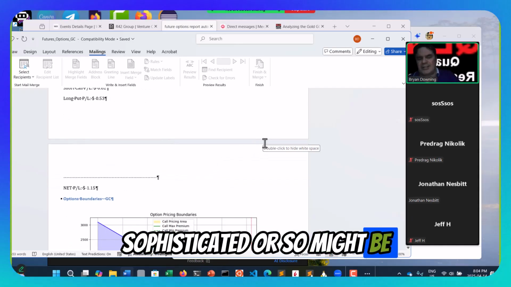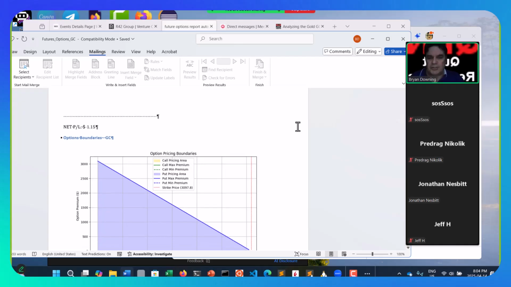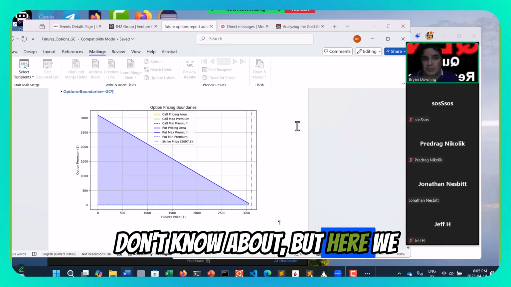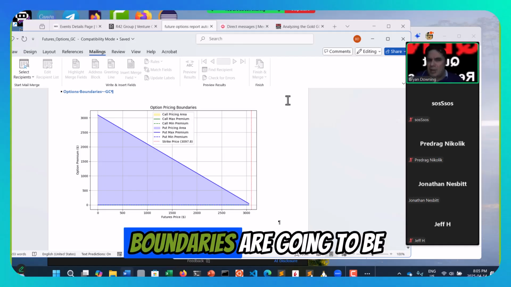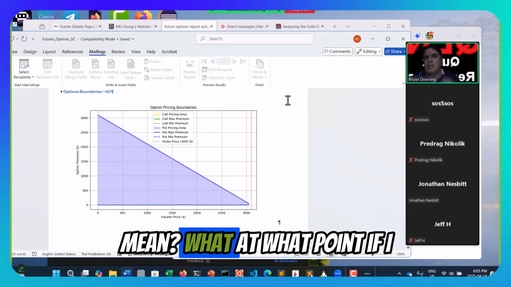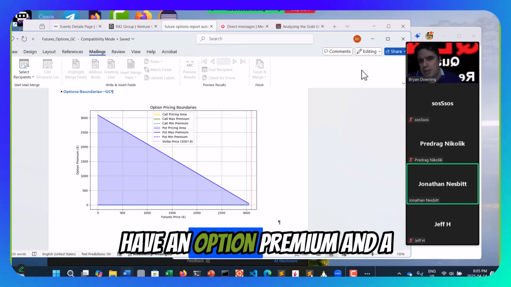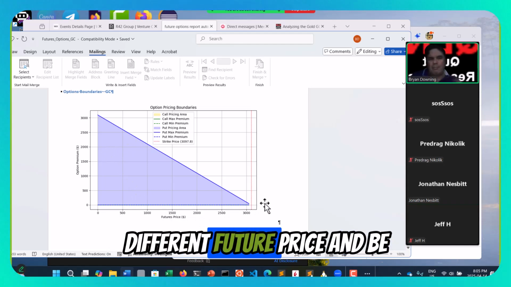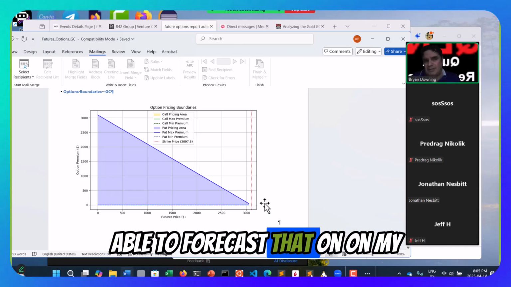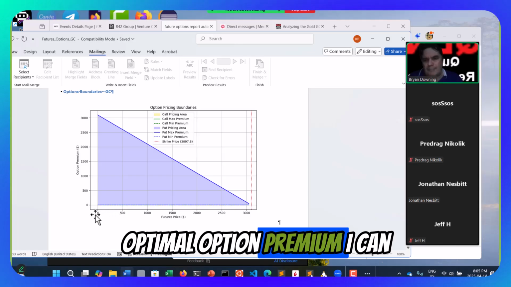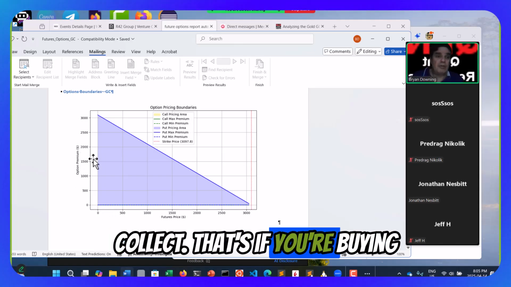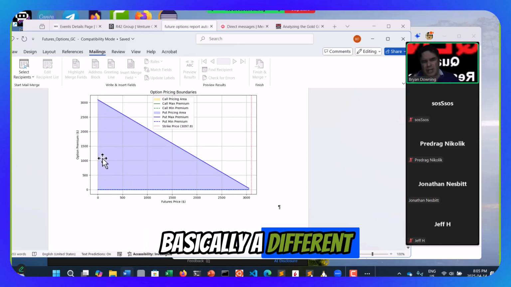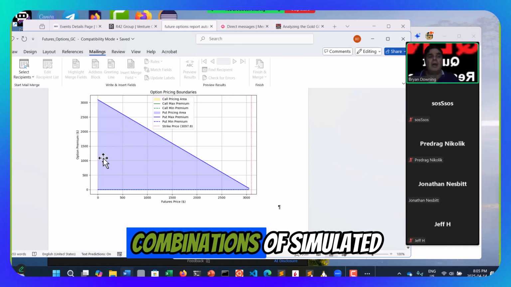But it gets more sophisticated here, so I might be able to answer some of your questions. This is something that people don't know about. Here we can set what our option boundaries are going to be, meaning if I have an option premium and a future price, what can I expect the option to be based upon the different future prices, and forecast that on my optimal option premium I can collect. That's if you're buying the option. And then you can break it down using different combinations of simulated forecasted future prices.